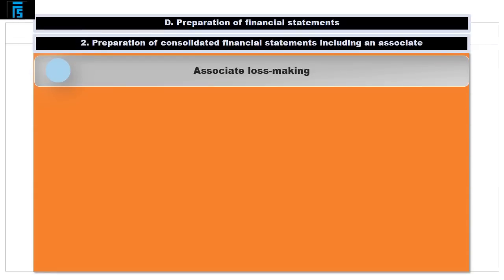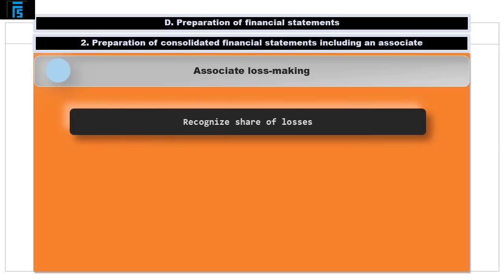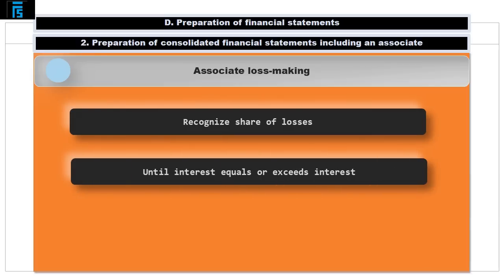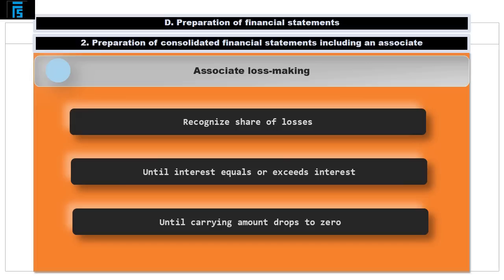It is important to note that if the associate is loss-making, the investor will recognize their share of the associate's losses until that share equals or exceeds its interest in the associate. In other words, until the carrying amount of the investment in associate account drops to zero, at which point the investor should cease recognizing the associate in their books.